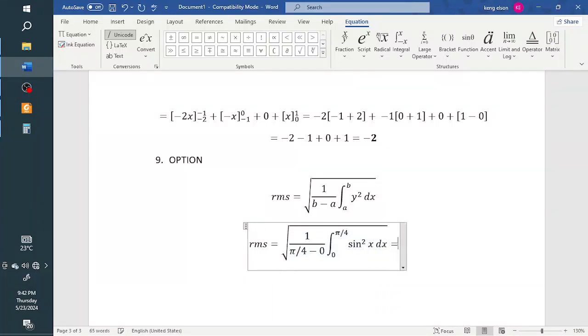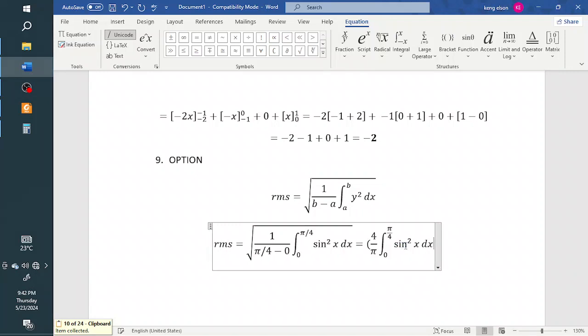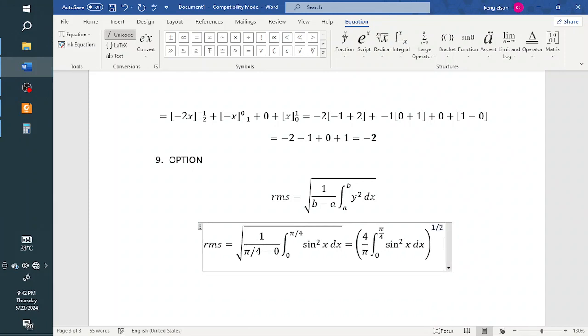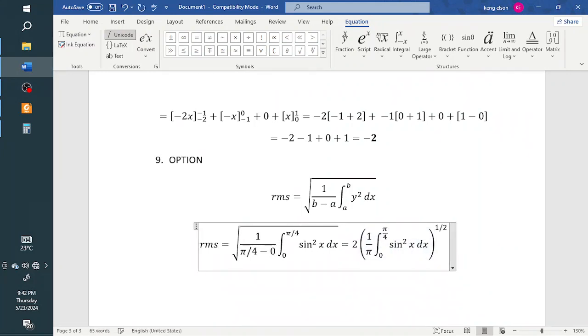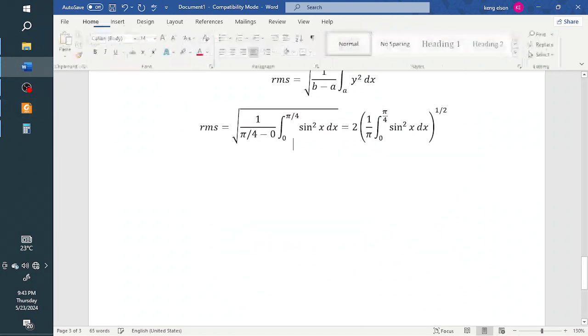That's the answer. If I want to simplify this pi ln 4 here, since the denominator 4 will go up to the numerator, we have 4 over pi. Okay, we now need to integrate this. Then we raise everything to the power half, because that's the definition of the index of a square root, right? So this is what we have. We can also remove the square root of 4 as 2 out of the integral, and then we have this. Alright, so if you look at this, which option is correct?